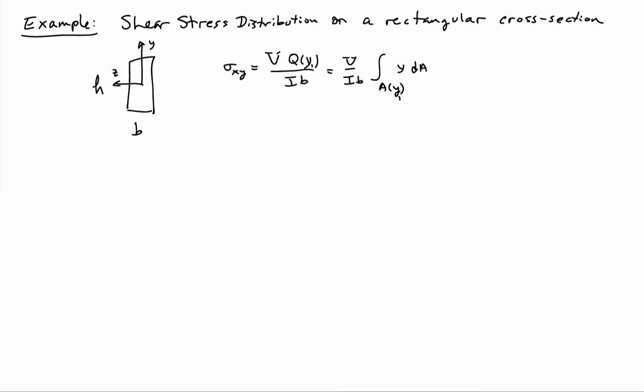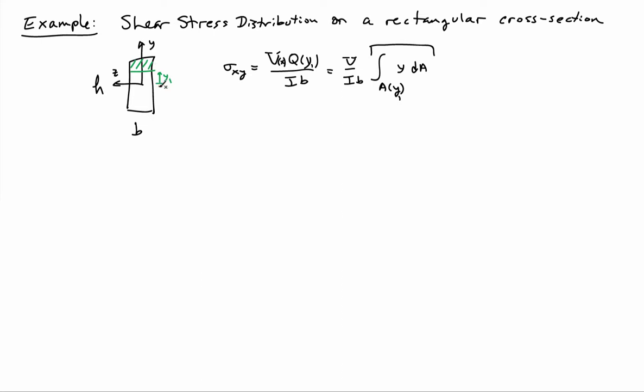Recall the expression for the shear stress on this cross-section is the shear force V at whatever x value we're looking at, times Q at some vertical value, divided by Ib. If I write out the expression for Q, that's the first moment of the area, the integral of y dA over the area above some location y1. So y1 is some value here, and A1 is the area above y1. That's the setup.